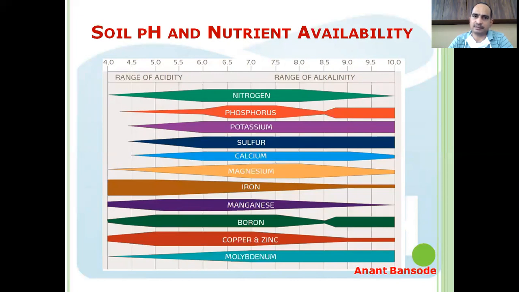So pH is important from the farmer's point of view. If the soil pH can be kept between 6.5 to 7.5, then the nutrient availability from the soil will be good, and very little fertilizer will need to be applied from outside.